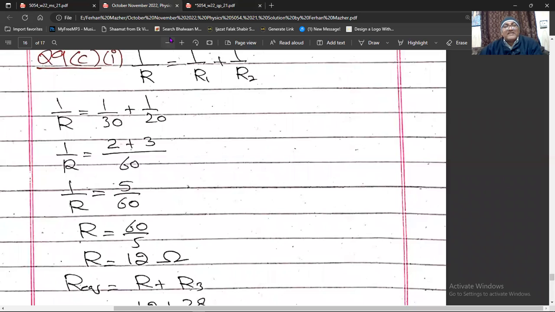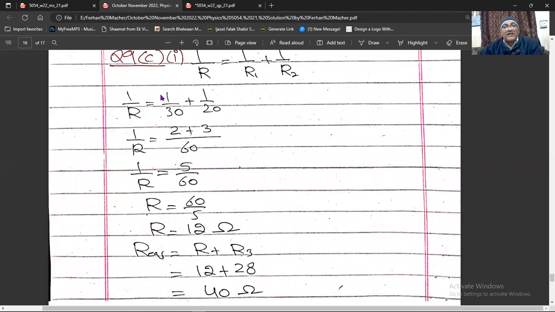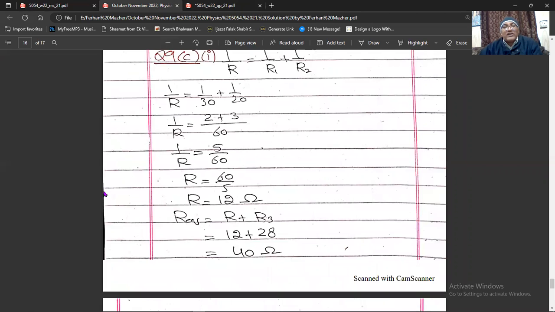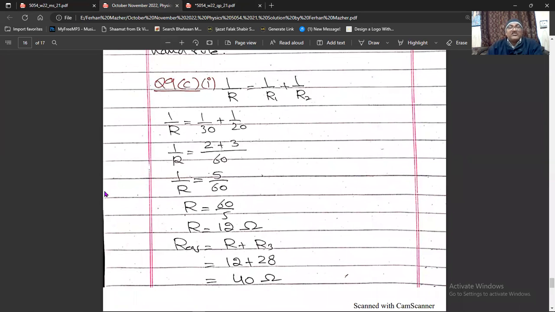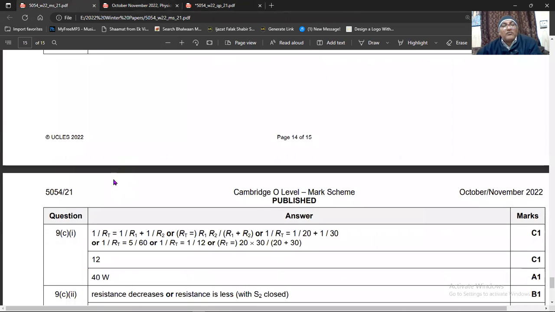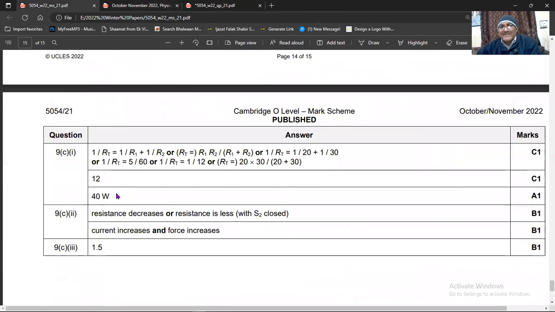Now for the total resistance, this 12 ohm and the 28 ohm will be in series with each other. So the R equivalent of the whole circuit will be R plus R3, that is 12 plus 28, and that will be 40 ohm. So 40 ohm is the answer. By mistake, they have written watts here. This is not watt, this is ohm. Okay.